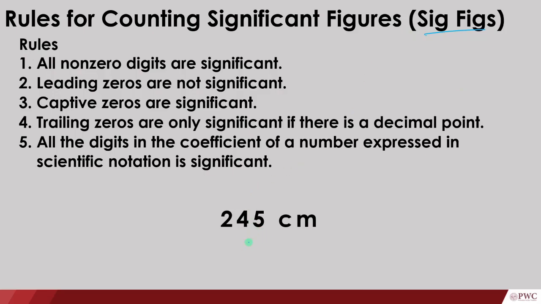Here we have 245. All these digits are non-zero, and all non-zero digits are significant, meaning we count these digits as significant. So on this number we have 3 significant figures, 3 sig figs. Next we have 0.000200100. Here we have zeros, and zeros can be significant or not significant. In this case, we have 3 types of zeros: leading zeros, captive zeros, and trailing zeros.